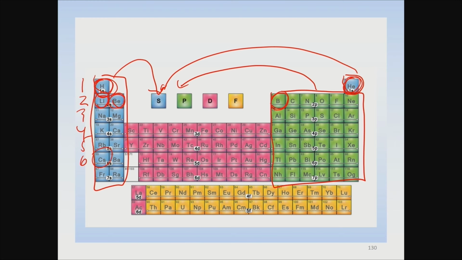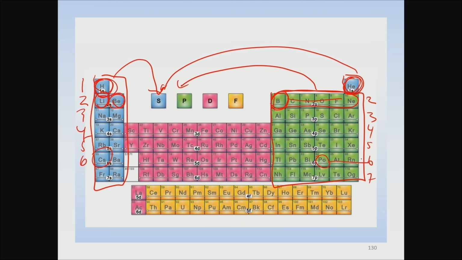Okay, now how about elements in the p block? Same deal here. This row of elements is in period 2. And so that last electron for these elements will be going into a p orbital that's in the 2nd energy level, and so on. So for example, if you're looking at polonium here, its last electron will be going into a p sublevel because polonium is in the p block, and it's going to be in the 6th energy level.